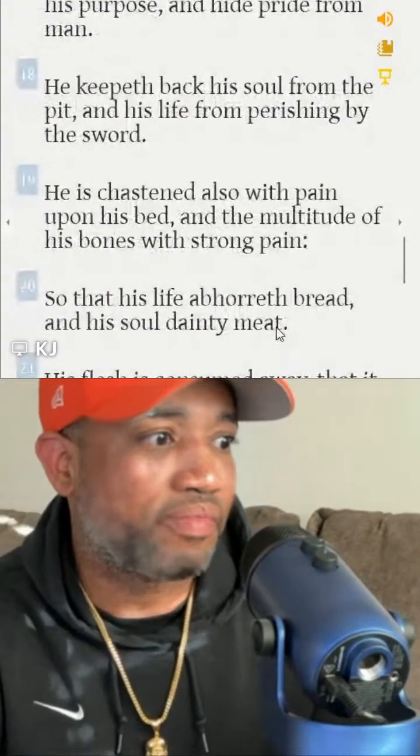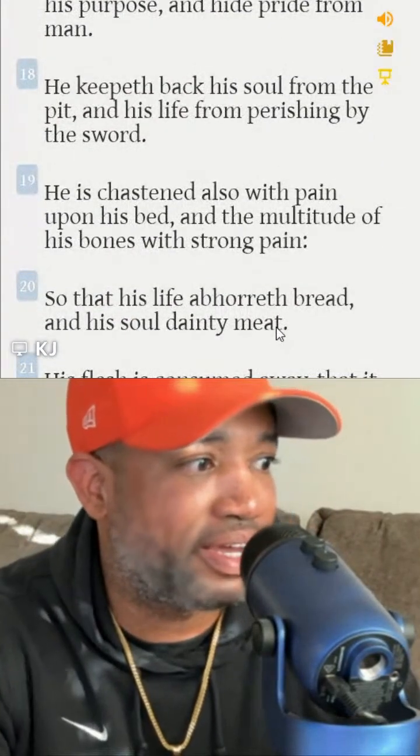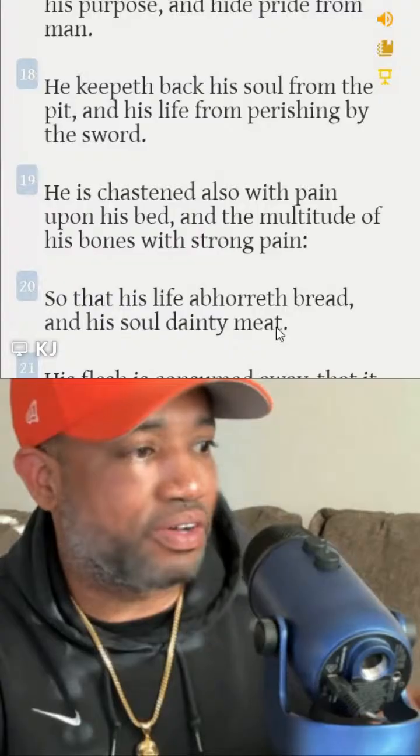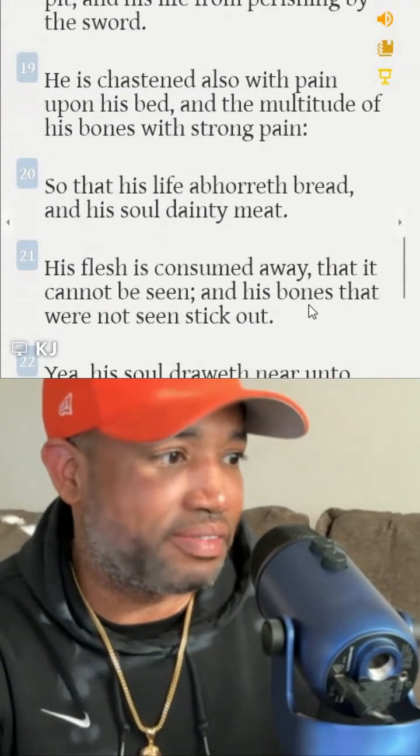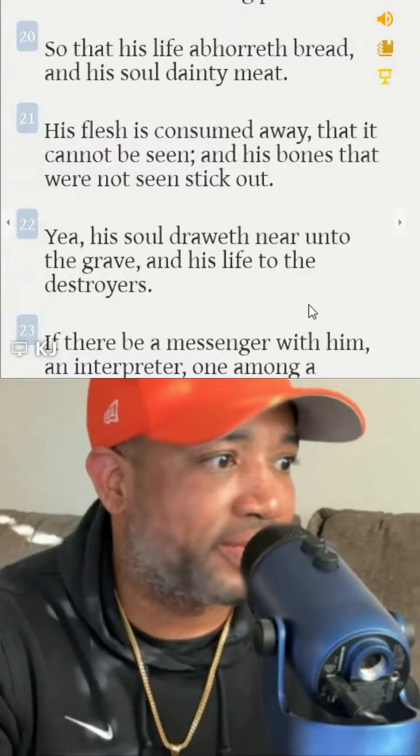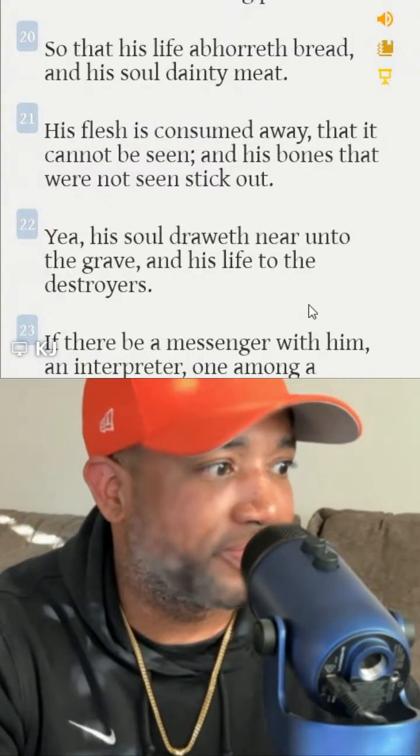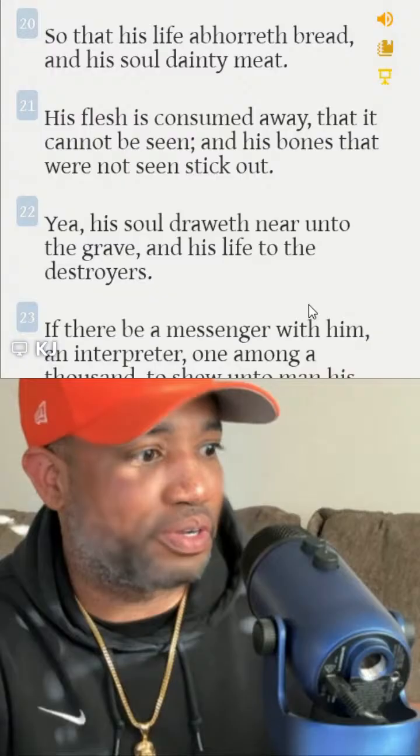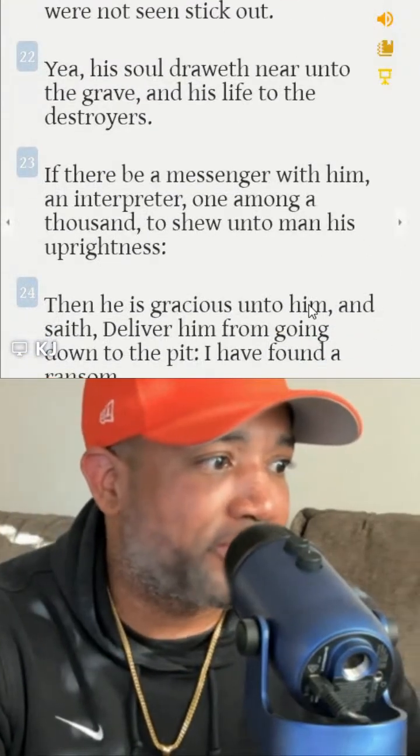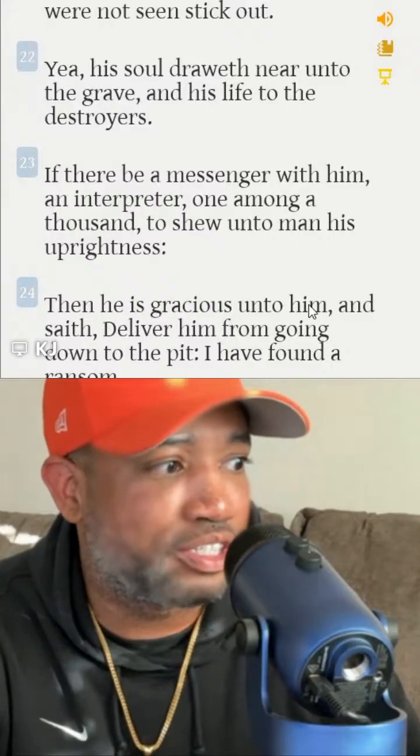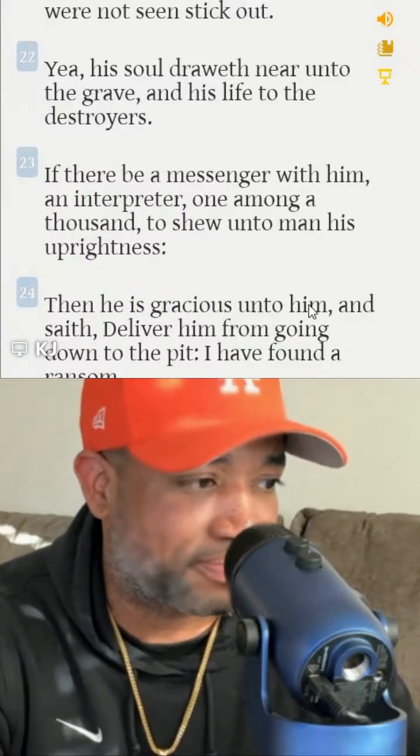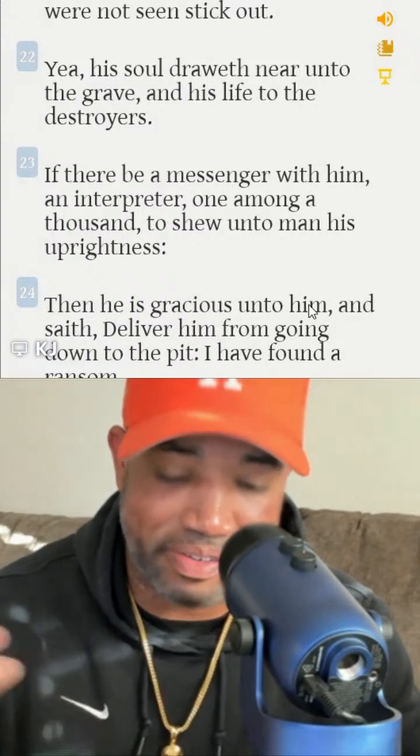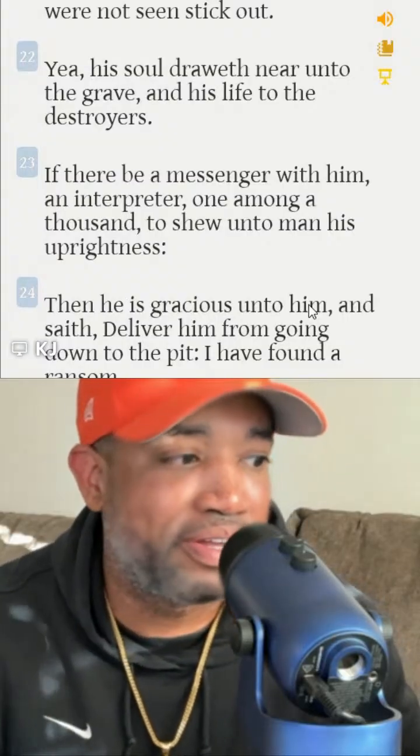All right. He is chastened also with pain upon his bed, and the multitude of his bones with strong pain, so that his life abhorreth bread, and his soul dainty meat. His flesh is consumed away, that it cannot be seen, and his bones that were not seen stick out. Yea, his soul draweth near unto the grave, and his life to the destroyers. If there be a messenger with him, an interpreter, one among a thousand, to shew unto man his uprightness. So again, we talk about a redeemer, we talk about a messenger, and we're also saying that Job is in very, very bad shape. Right?